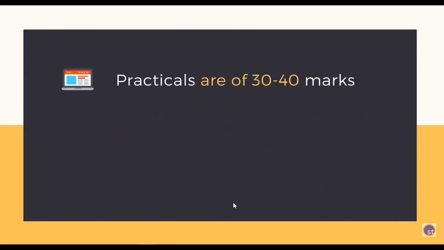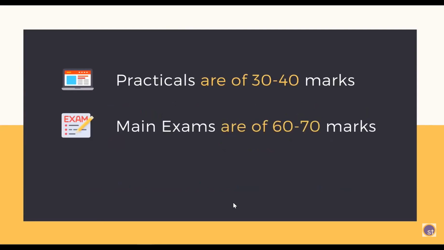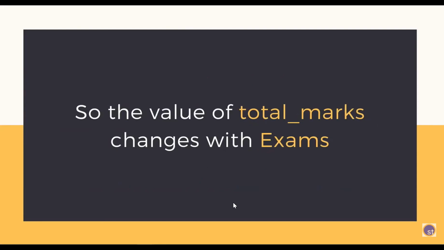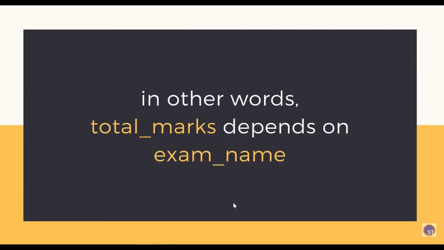In our colleges, practical exams are generally of 40 marks or 30 marks, and theory exams are for 70 or 60 marks. Sessionals are of around 40-50 marks. So all in all, total marks changes based on exam. Hence, we can say that total marks depends upon the exam name.